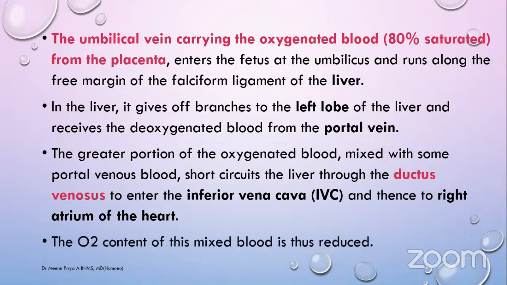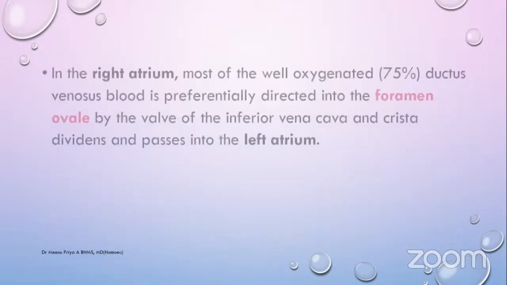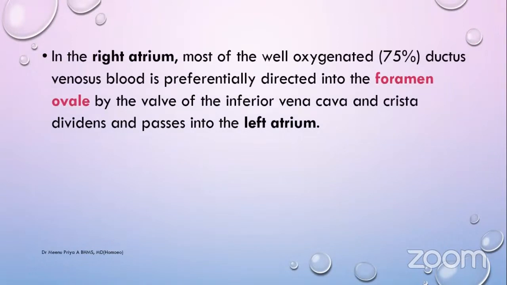Now, after entering the right atrium, why is the oxygen getting mixed? Because there is deoxygenated blood in the portal vein. Once the oxygenated blood goes into the liver, it gets a little mixed with the deoxygenated blood, and that is why the oxygen content of this mixed blood is less. Once it enters the right atrium through the inferior vena cava, this ductus venosus blood is preferentially directed into foramen ovale. Foramen ovale is a hole which is present in between the right and left atrium. This is only to mediate the fetal circulation during the fetal life.